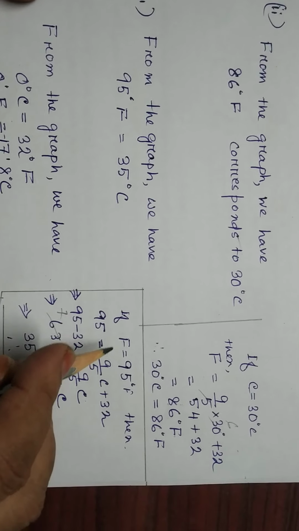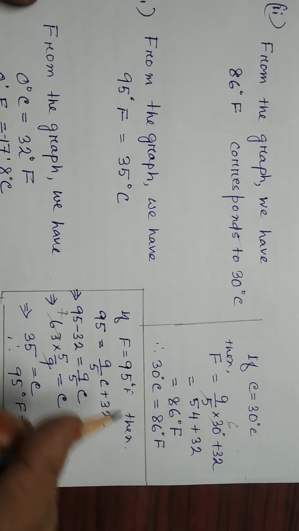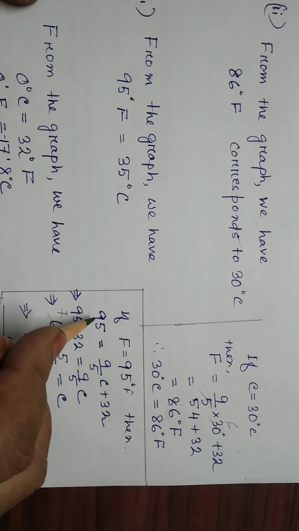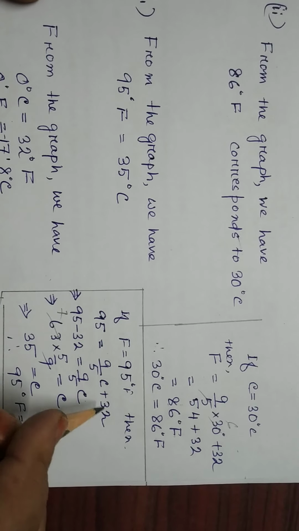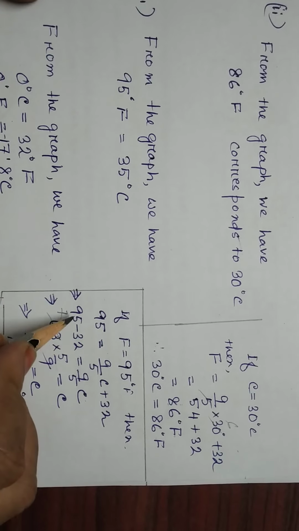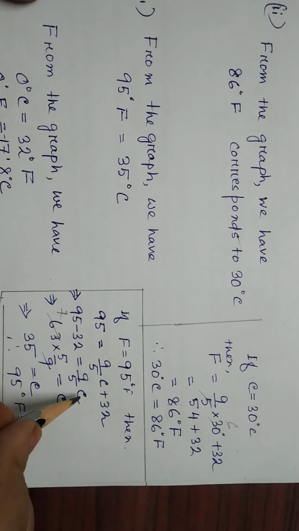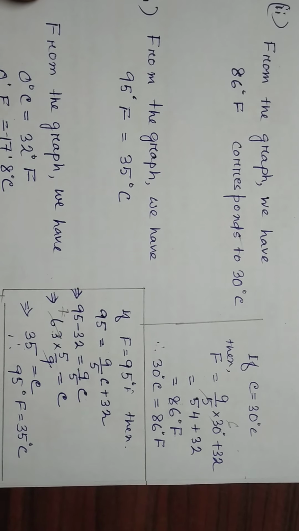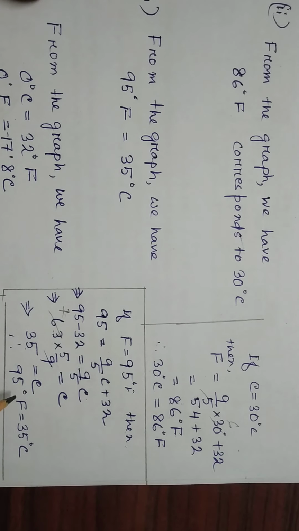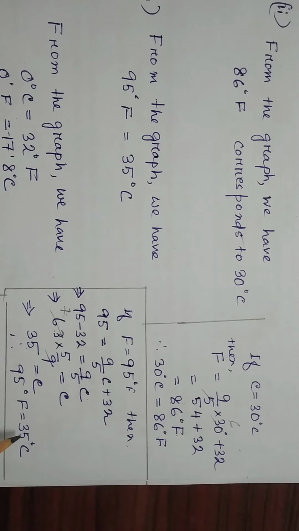Next, if Fahrenheit is equal to 95 degree, then Celsius will be what? In place of F we put 95, 95 equals 9 by 5 into C plus 32. Now 32, if we bring it over, then 95 minus 32 is equal to 9 by 5 into C. And with the help of cross multiplication, 9 by 5 will be 5 by 9, and we cancel by 9, then 7 5s are 35. C is equal to 35, means 95 degree Fahrenheit is equal to 35 degree Celsius.